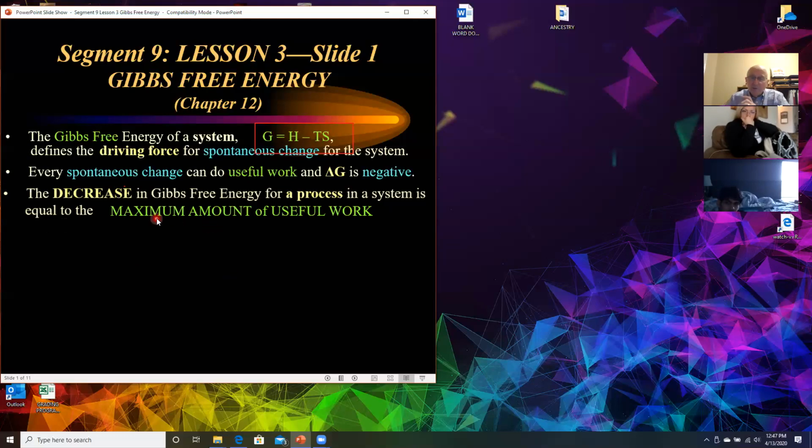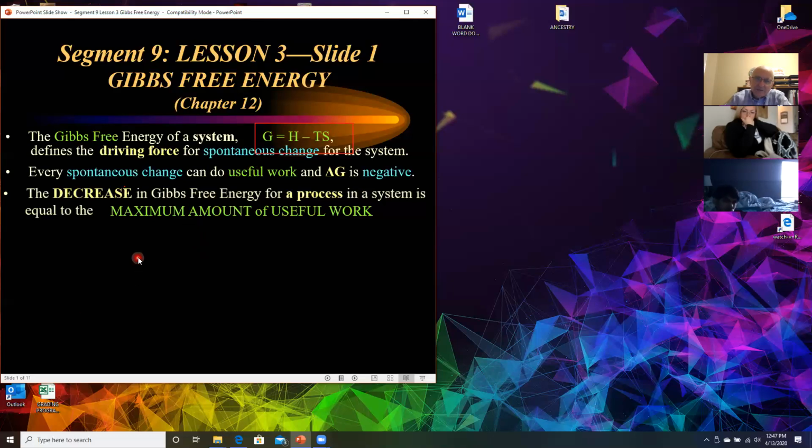Then you have a choice of the way you want to carry out the process. You can carry it out in a way where there's no work done, or you can carry it out in a way where you have lots of work done, but there's a limit. The maximum amount of work you can get in addition to the PV work is the change in delta G.